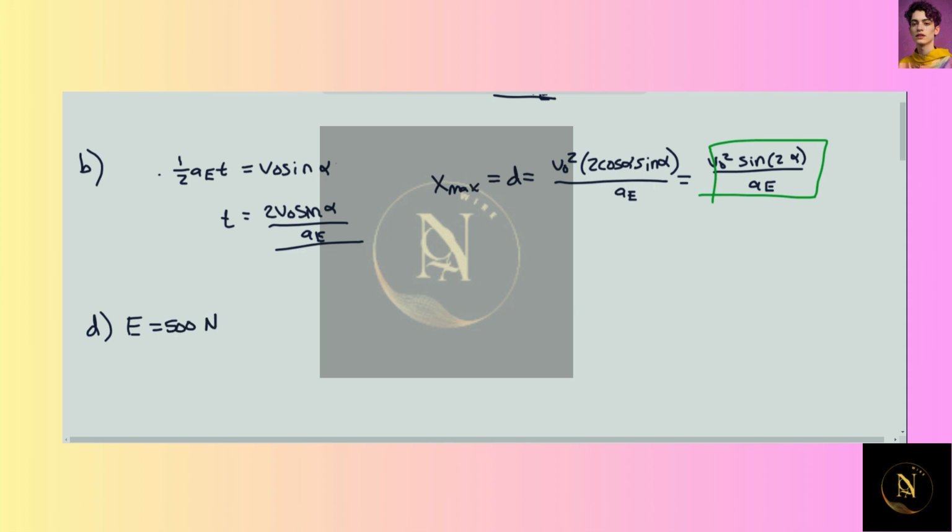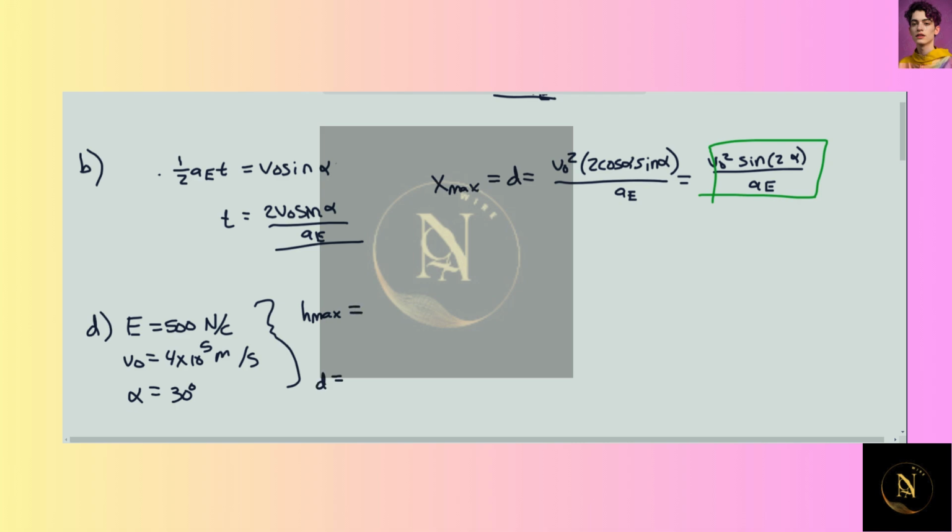And D, the last part, we're given that the electric field has a constant magnitude of 500 newtons per coulomb. The initial velocity has a value of 4 times 10 to the 5th meters per second, and alpha is 30 degrees. We want to take these values and plug them in for h max and d.